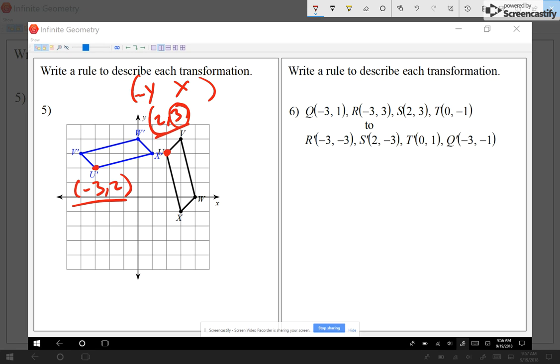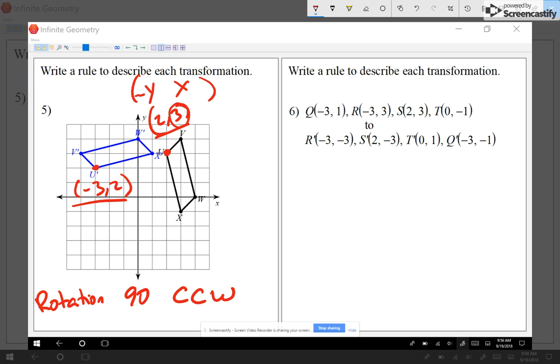90 counterclockwise. So my rule will be rotation 90 counterclockwise. If you saw it that way, yeah, it looks like I'm going 90 degrees against the clock. If you saw it from the beginning, well, good. But if you didn't, follow a point.